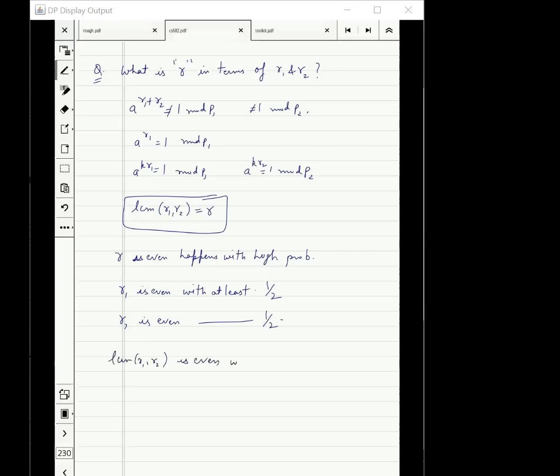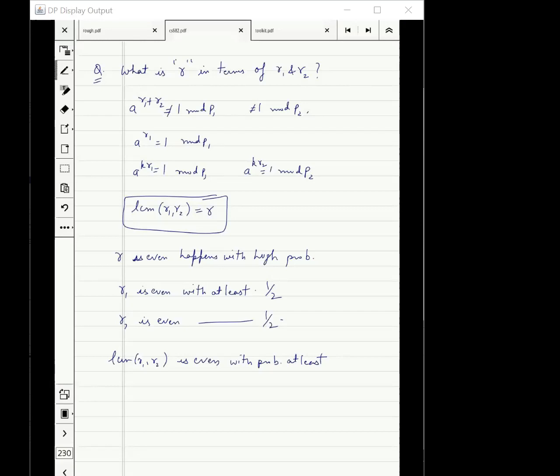Shouldn't it be exactly half? R1 is even with... No, that is not true. For example, if P1 minus 1 was a power of 2, then the order will always be even. Right? So it is at least half. And that is something which you can, again, it's a small exercise. It basically requires the fact that Z_P1 star is cyclic.